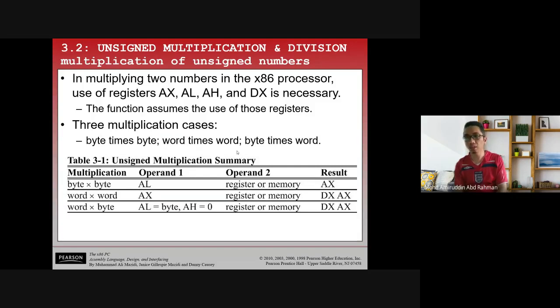And we also have the last one, word times byte. For operand 1, we put the byte in AL, similarly to the first example, and AH we set to 0. Then operand 2 will be a register or memory. The result will also be in DX and AX.